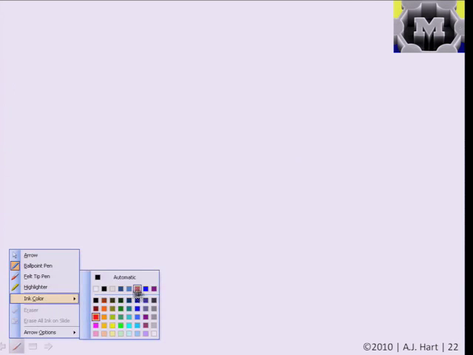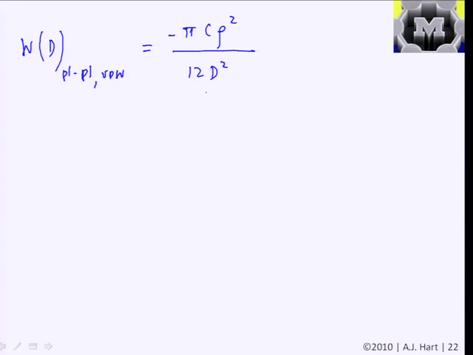Give this one more slide. So if we substituted in the previous equation for W_D, which we'll call the plate and the plate, and this is for van der Waals, we have minus pi C rho squared divided by 12 D squared. So the difference here, other than numerical constants, is that we're squaring the density up here, and our exponent on D is different. Otherwise, things look pretty much the same.